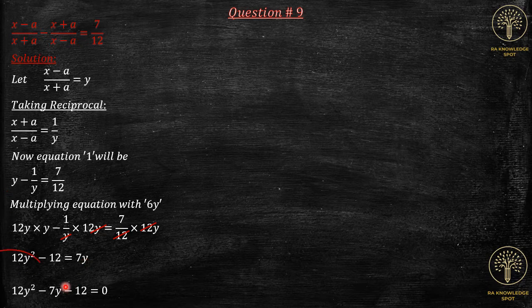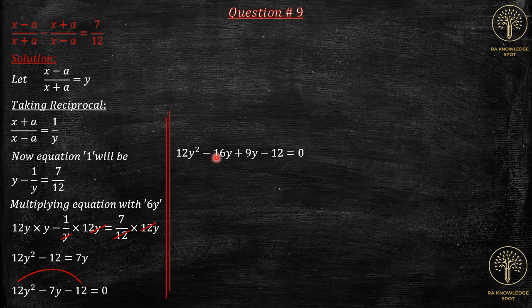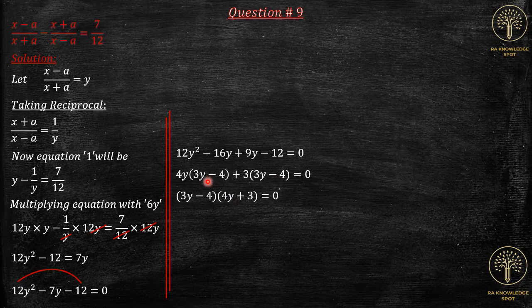Shifting the numbers, again this is the normal or the simple form of the question we have. Now we have to do factorization. 12 12s are 144. Now 16 9s are 144, and 16 minus 9 you will get 7 because we need the negative sign, so we are going to apply minus with 16. Taking common 4y, 4 3s are 12 and 4 4s are 16, plus 3 is common, 3 3s are 9 and 3 4s are 12. Now 3y minus 4 is common, and here 4y plus 3.